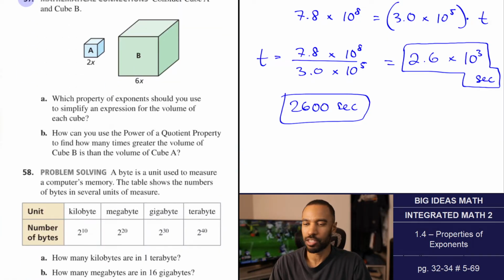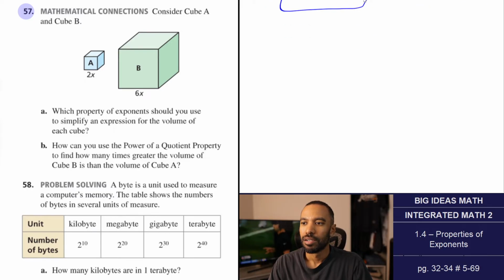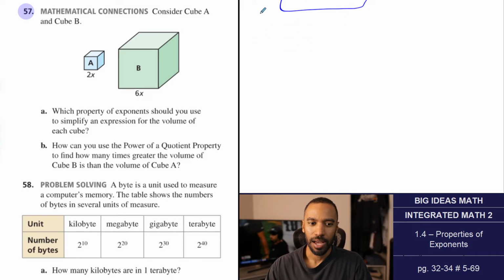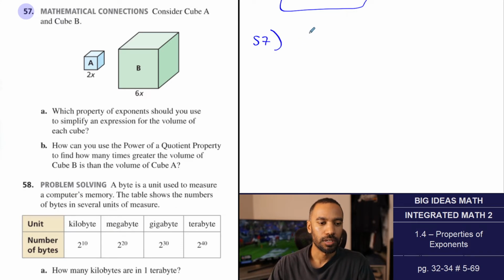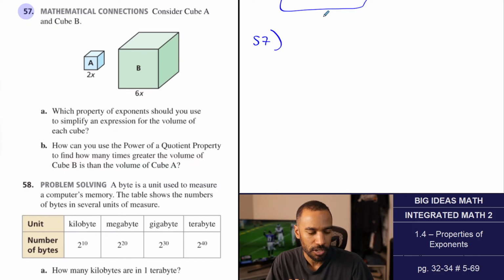Consider cube A and cube B. I have considered them indeed. Which property of exponents should you use? Oh, part A. Which property of exponents should you use to simplify an expression for the volume of each cube?